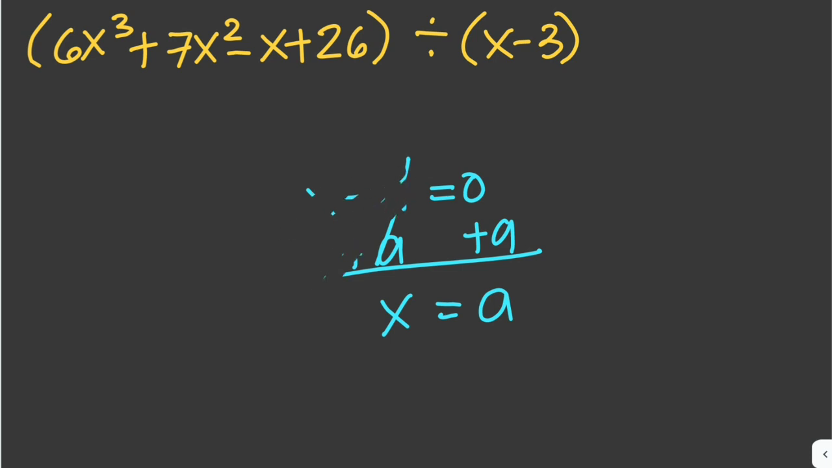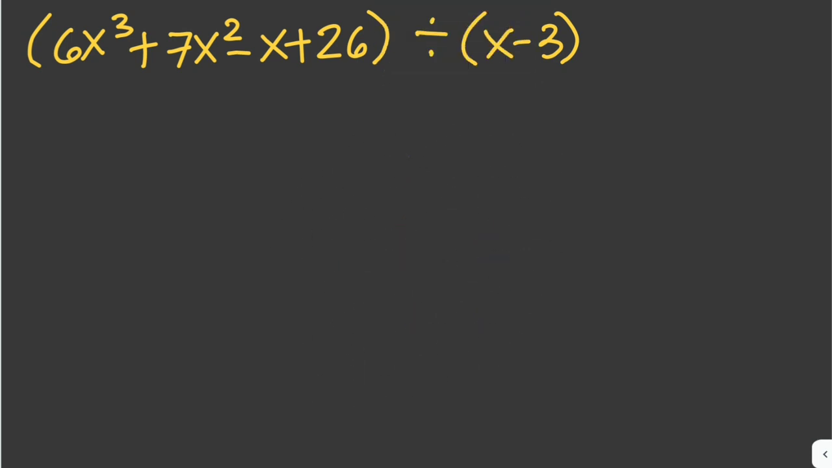Now let's try solving this problem here. Let's divide 6x cubed plus 7x squared minus x plus 26 divided by x minus 3. So our linear divisor here is x minus 3, and we get the zero of this linear factor. We equate x minus 3 to 0. Then we get the value of x, which is 3. And then we take all of the coefficients of the polynomial, the dividend.